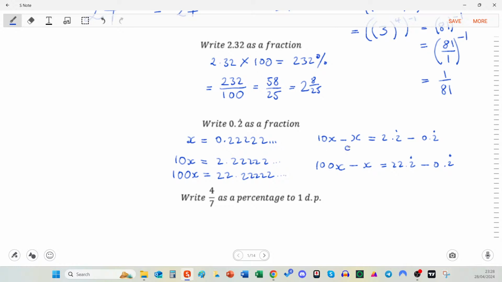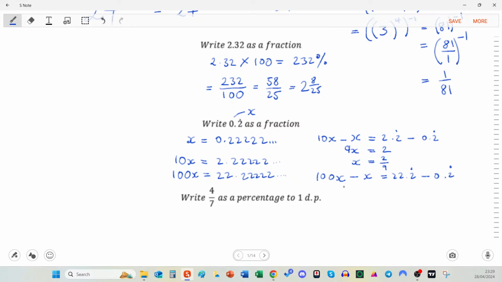10x take away x is 9x, and this is equal to 2. As you can see, it's 2 over 9. If we divide both sides, let's give us some space so we can see. We divide both sides, so that x is now 2 over 9. Now that's a fraction, which is what we wanted. And x is equal to our original number. Okay, so this number that they gave us is x. So therefore we've written it as equivalent.